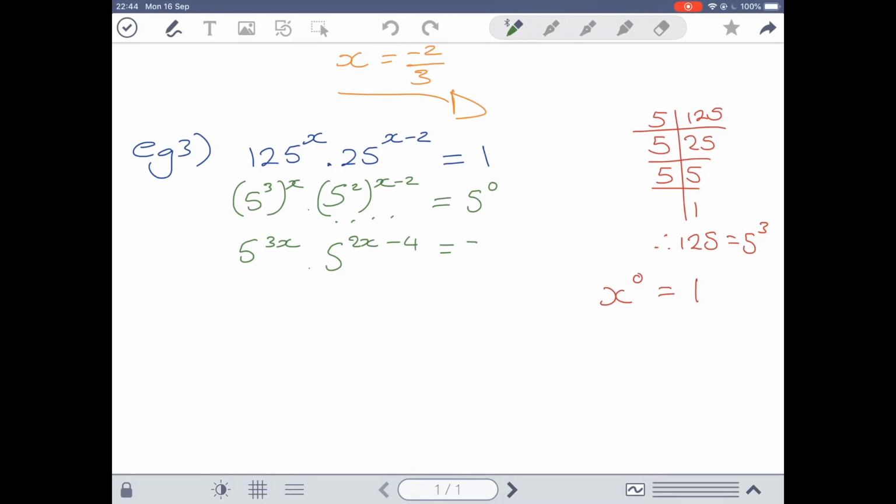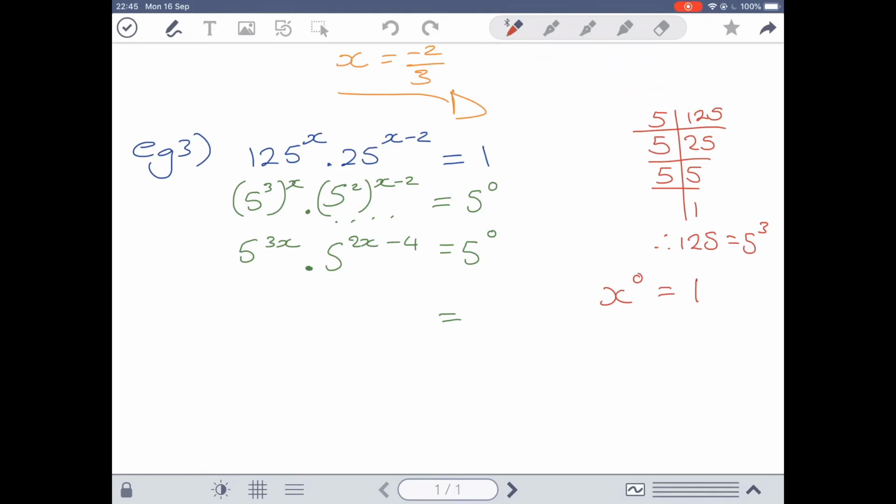And on the other end, I still end up with my 5 to the power of 0. Now, these are just multiplication signs, just to make them a bit bolder so we can see them. Now on the left hand side of my equation, I've got two expressions where my bases are multiplied together, which means I need to then end up adding my exponents.